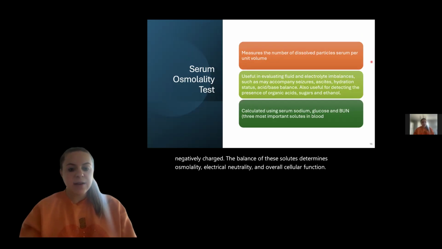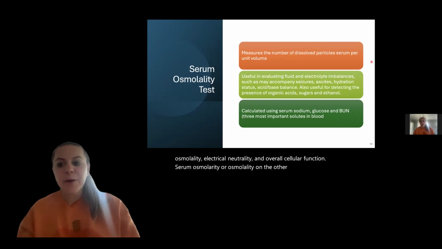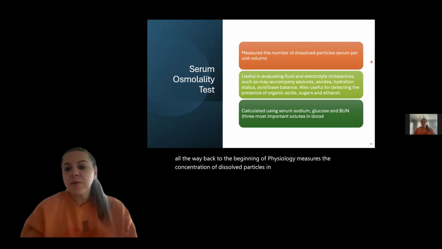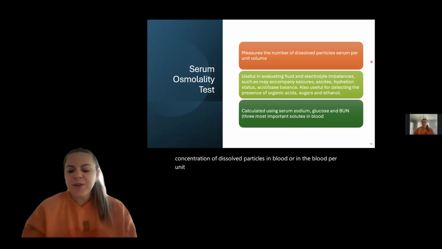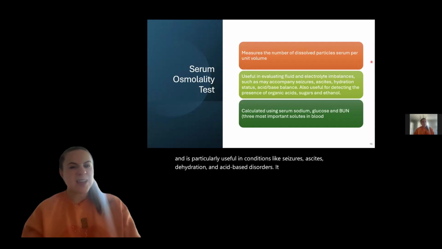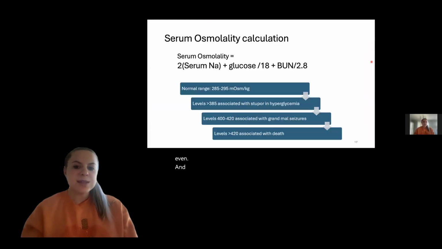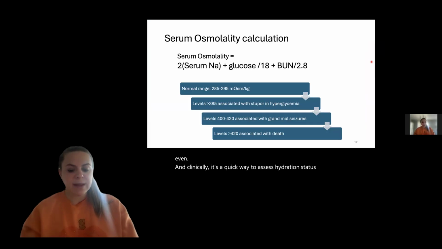Serum osmolarity or osmolality, if we remember all the way back to the beginning of physiology, measures the concentration of dissolved particles in the blood per unit volume. It helps us evaluate fluid and electrolyte imbalances and is particularly useful in conditions like seizures, ascites, dehydration, and acid-base disorders. It also helps us detect unusual solutes in the blood, things like organic acids, sugars, or even ethanol. And clinically, it's a quick way to assess hydration status and metabolic balance.